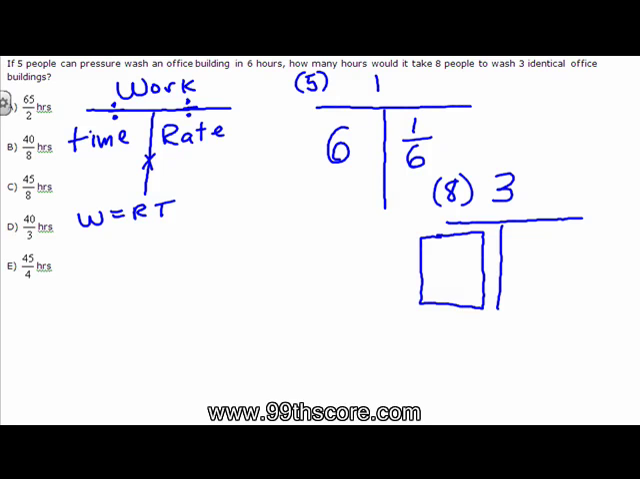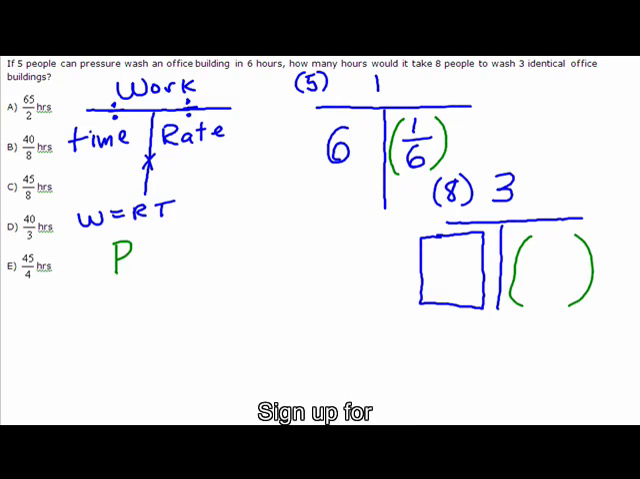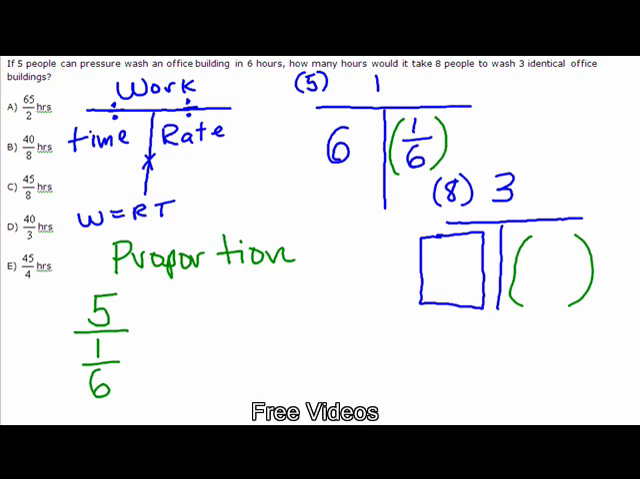But we have to go through an intermediary state here, because we have 5 people and 8 people. We know what the rate is for 5 people, but that's going to change when we bring this over here and get the rate for 8 people. So what we do is we set up a proportion. What we can say is that 5 people can do the job in 1/6, just like 8 people can do the job in X.